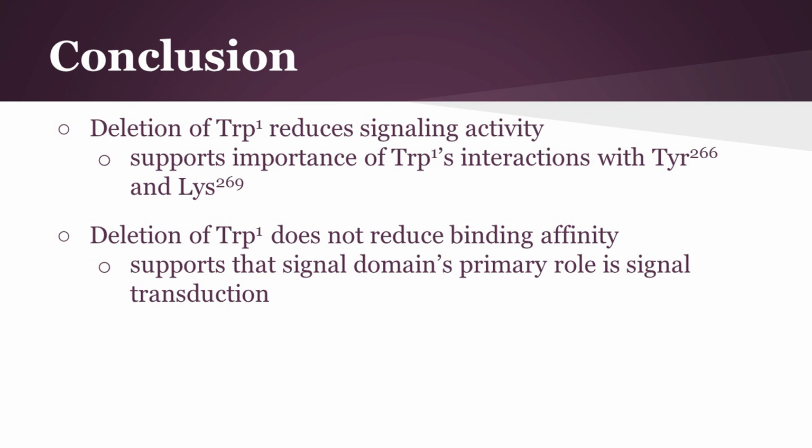In conclusion, our study found that the deletion of the first tryptophan reduces signaling activity. This supports the importance of the first tryptophan's interactions with tyrosine 266 and lysine 269. Our study also found that the deletion of the first tryptophan does not reduce binding affinity, which supports the idea that the signaling domain is primarily involved with signal transduction.